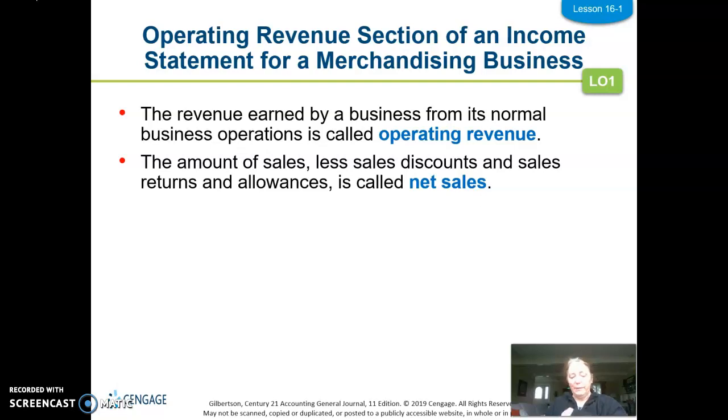The thing you need to know about the operating revenue section is that all revenue earned by the business from its normal operating business is called operating revenue. The amount of sales less the contra accounts, being sales discounts and sales returns and allowances, is called net sales. So gross sales less these contra accounts is equal to net sales, and net sales is what most people use when they're discussing their information and results with others.